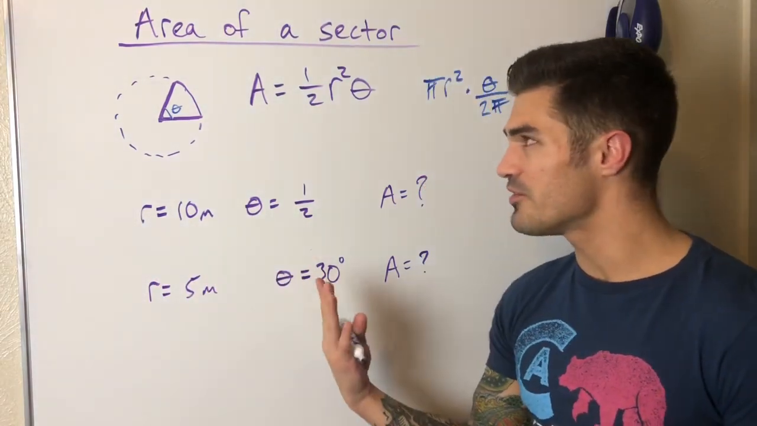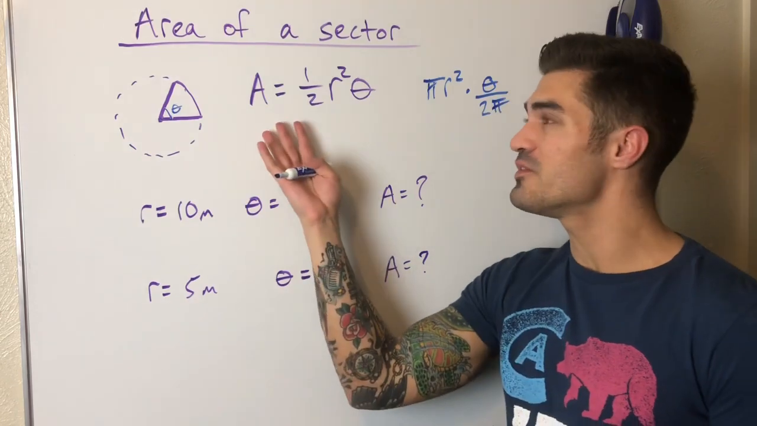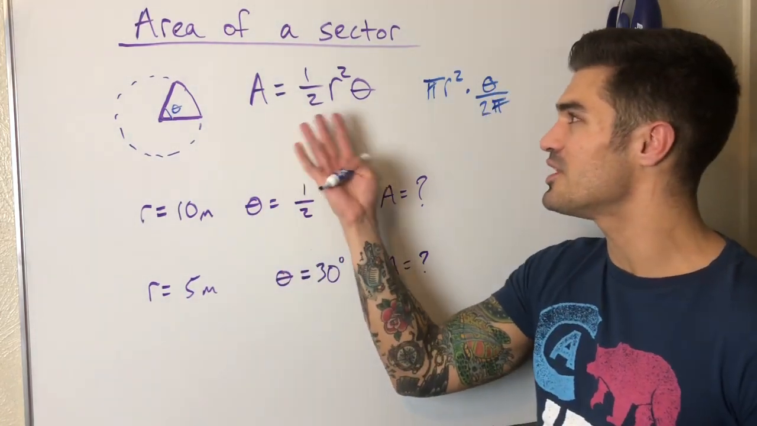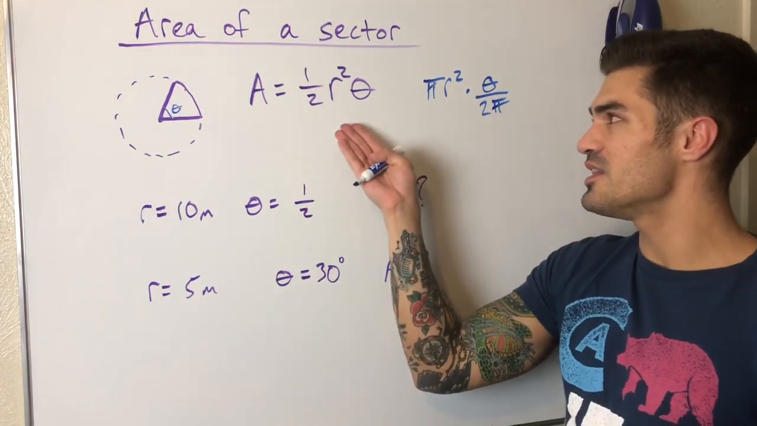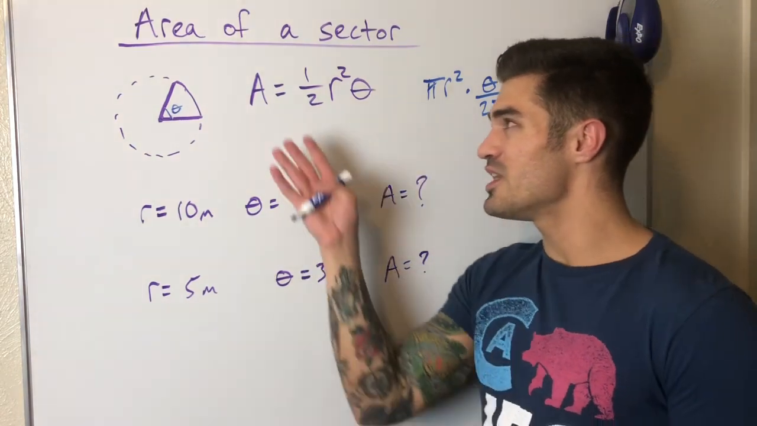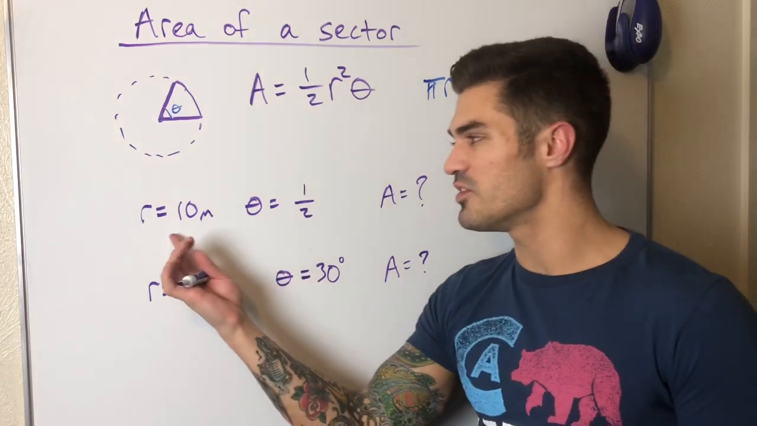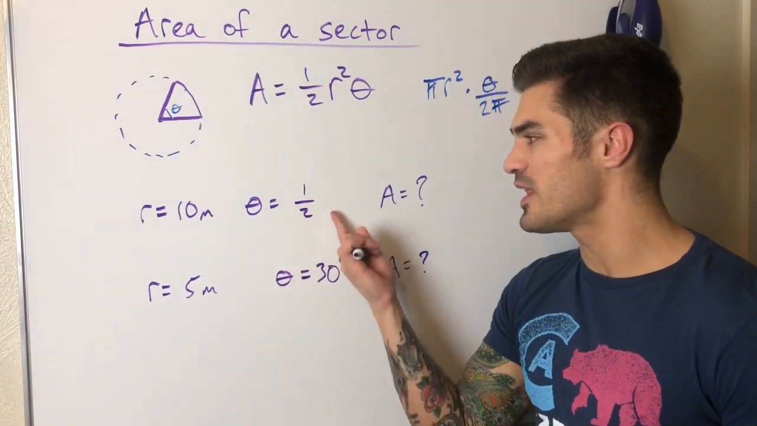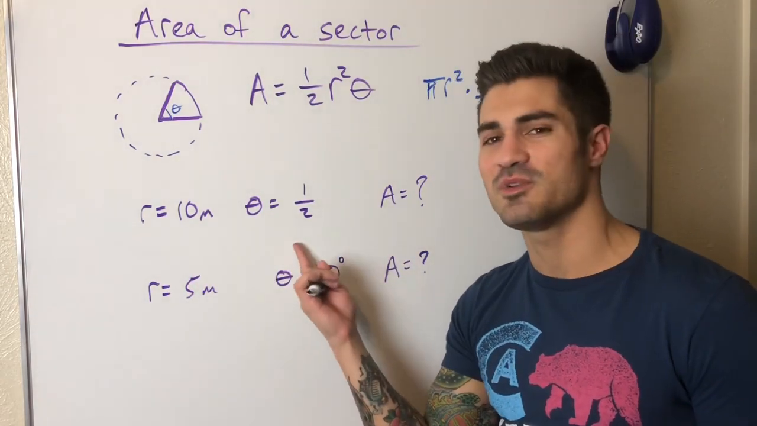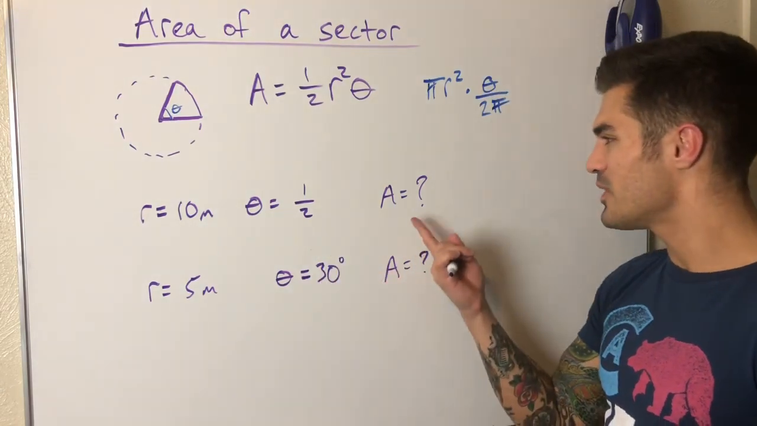We're going to solve for whatever unknown. Again, in this formula, very similar to arc length, we have 3 unknowns: area, radius, and theta. So we can be given any 2 of these, and we could solve for the third one, right? In this case, I'm given a radius of 10 meters and a theta of 1/2 radians. Theta has to be in radians, has to. And we're asked to find the area.